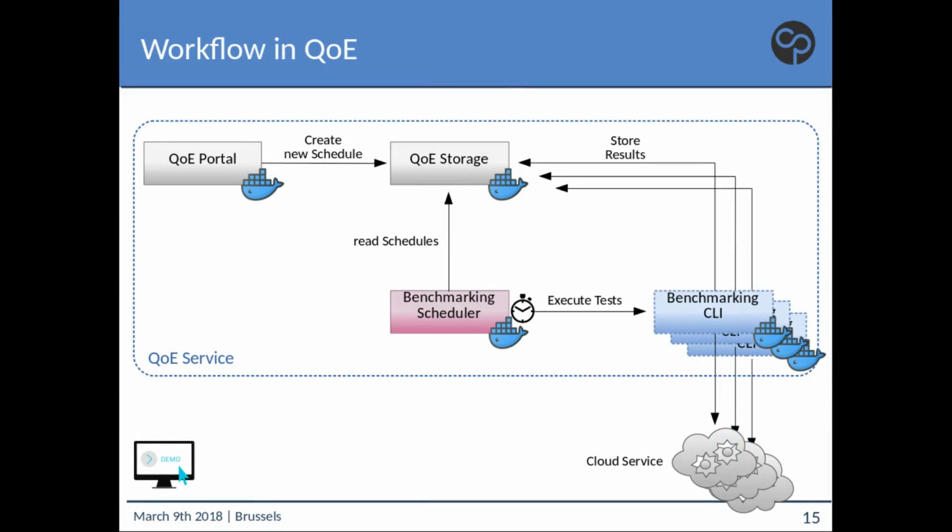Welcome everybody. In this short demo we are going to see how the benchmarking schedule functionality works and how to use it. The functionality allows the users in the Quality of Experience portal to execute on a periodic basis a set of benchmarking tests against one or more cloud providers and publish the results on the portal for later analysis.